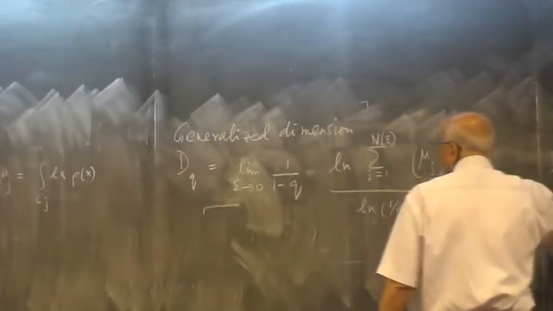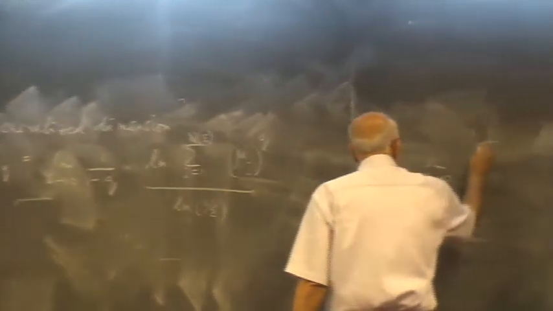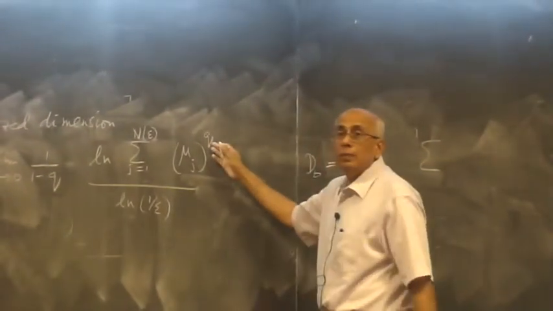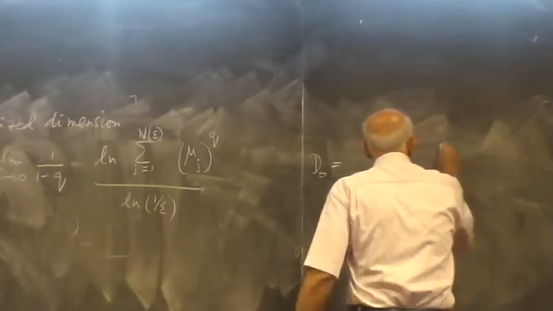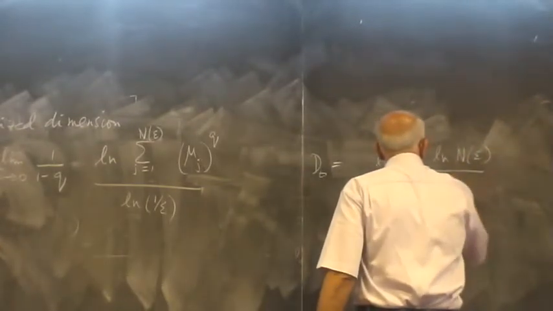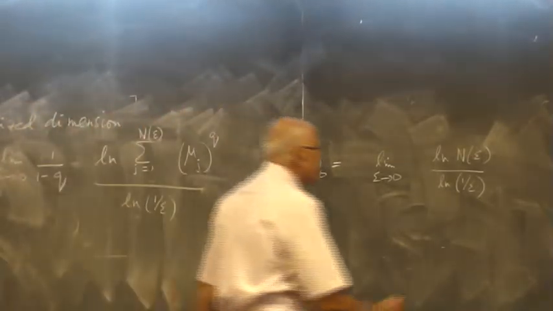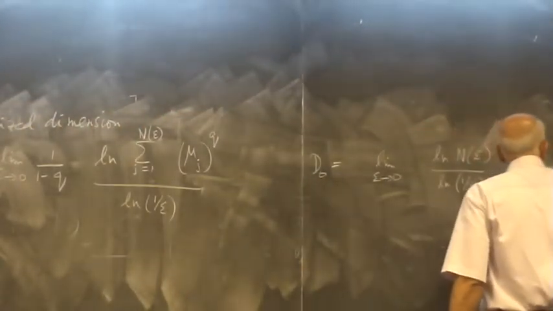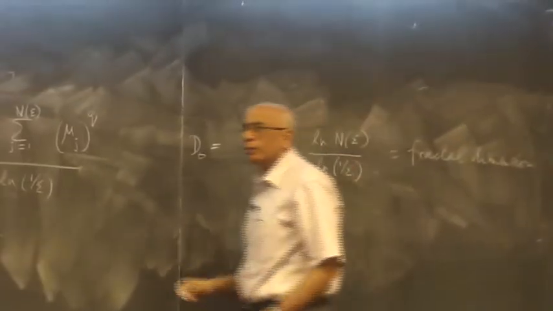d0 is equal to, I put q equal to 0 here, its limit epsilon goes to 0, a summation, this is 0. So it's just 1 here and it's just the number of cells, if you like. So limit log n of epsilon over log 1 over epsilon. Now all of you know that this is the fractal dimension. For a regular object, it will just give you the Euclidean dimension. Otherwise, it gives you the fractal dimension. If it's a fractal object, it will give you the fractal dimension.